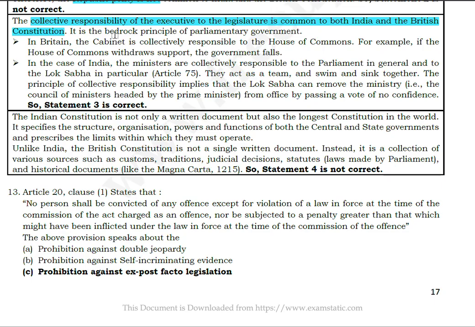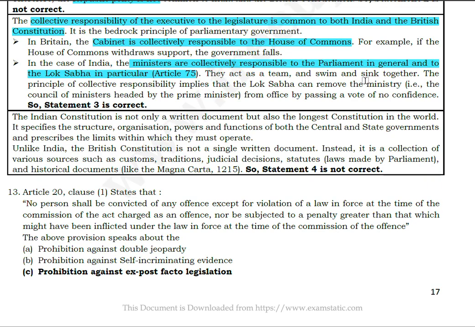Yes, it is the bedrock principle of parliamentary government. In Britain, the cabinet is collectively responsible to the House of Commons. For example, if the House of Commons withdraws support, the government falls. In case of India, the ministers are collectively responsible to the Parliament in general and to the Lok Sabha in particular, Article 75. They act as a team and sink or swim together.